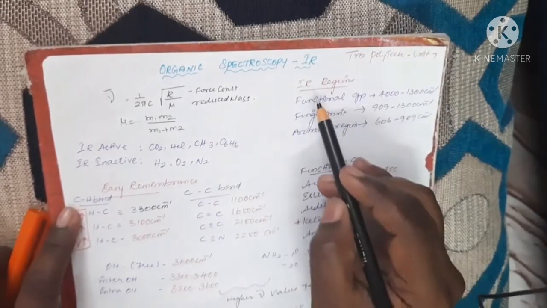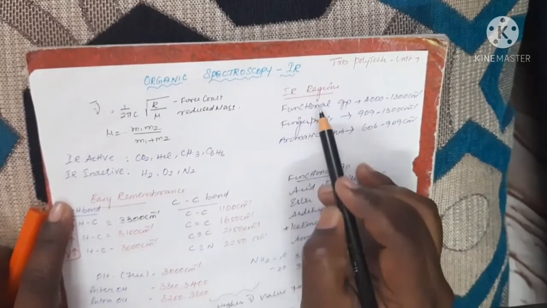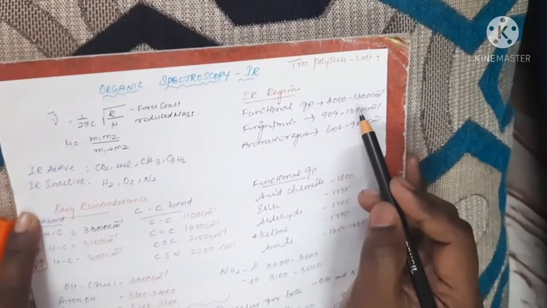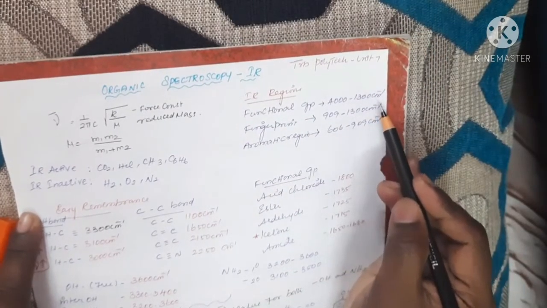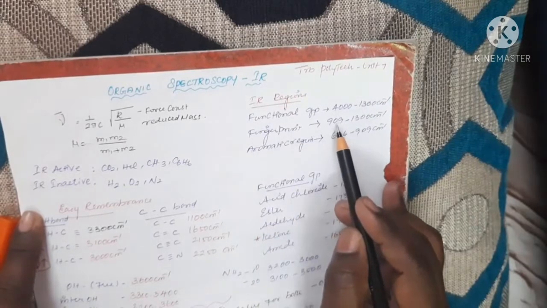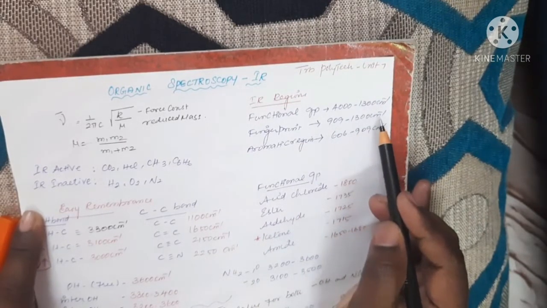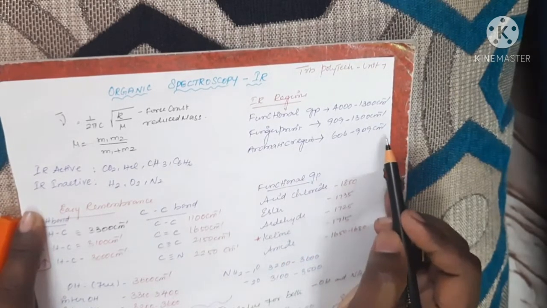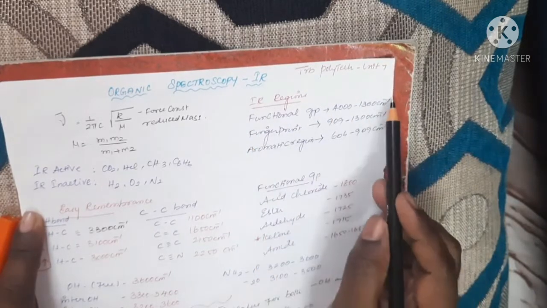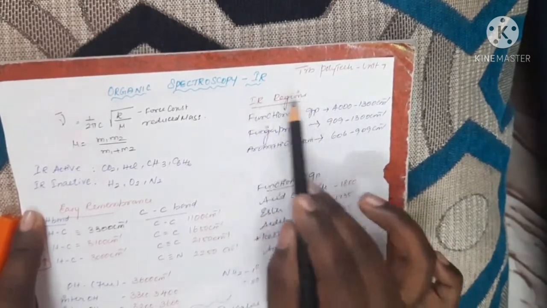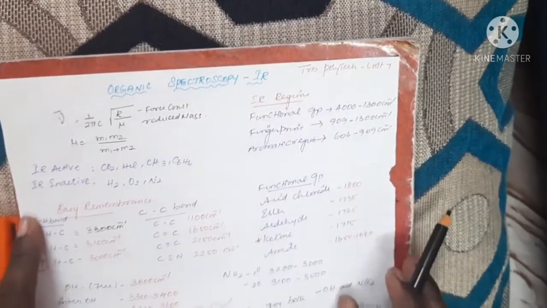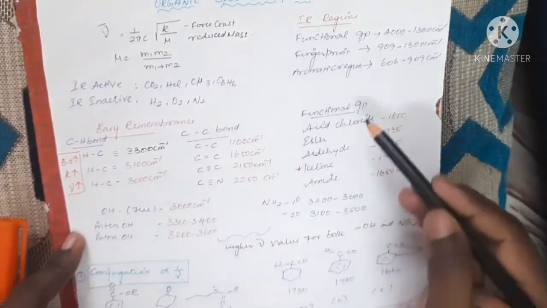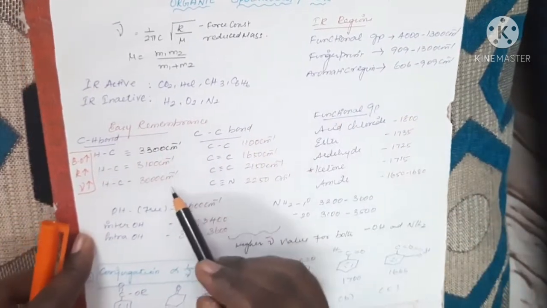Okay. And the very important thing about IR is the IR regions. You must know about these regions. The functional group region is around 4000 to 3300 centimeter inverse, and the fingerprint region is around 909 to 1300 centimeter inverse. The aromatic region is around 606 to 909 centimeter inverse. These regions must be known in order to verify which group is which. And for easy remembrance, I listed out the values in some order. Let's see one by one.